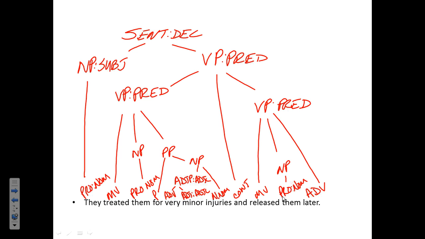Released is the main verb. Them is a pronoun that's nominal, and later is an adverb because it tells us when they were released. Released them later is a verb phrase predicate. For very minor injuries goes into the verb phrase. Treated them for very minor injuries is a verb phrase predicate, and the conjunction connects the two predicates to make one. The subject and the large predicate combine to make the sentence, which is also declarative because it is a statement.